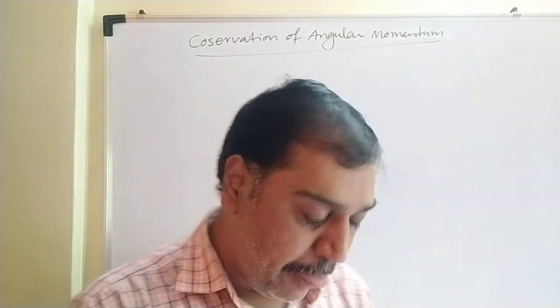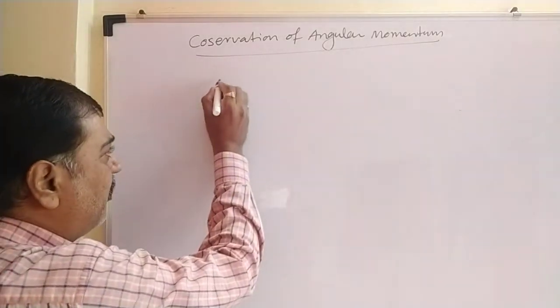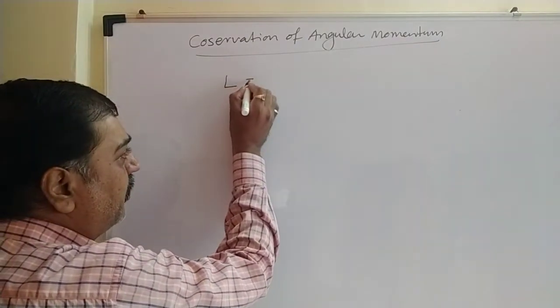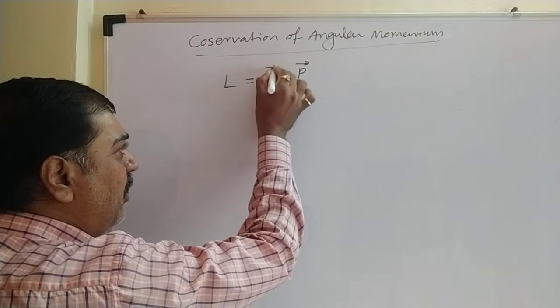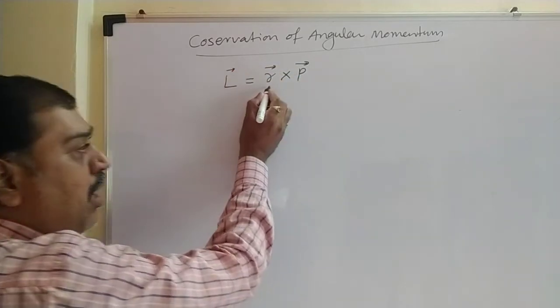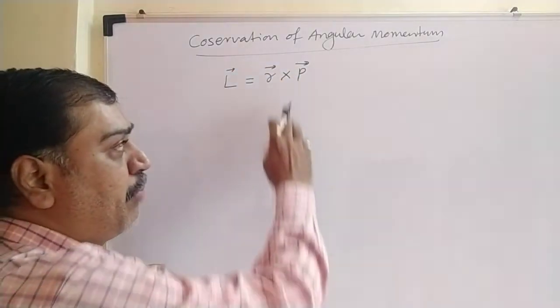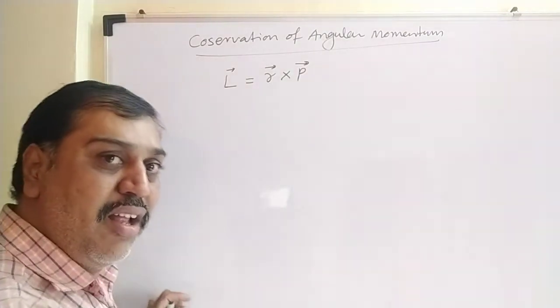Now if you remember, when we started this topic, I wrote this equation, L equal to R cross P, where L is angular momentum, R is the perpendicular distance from the axis of rotation, and P is the linear momentum.